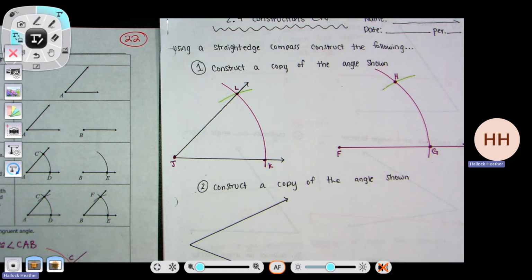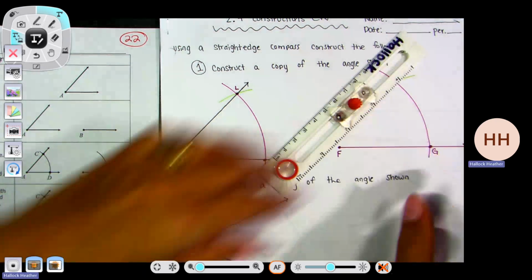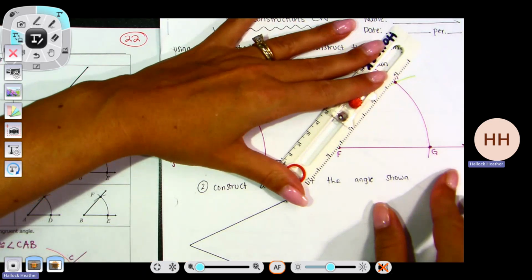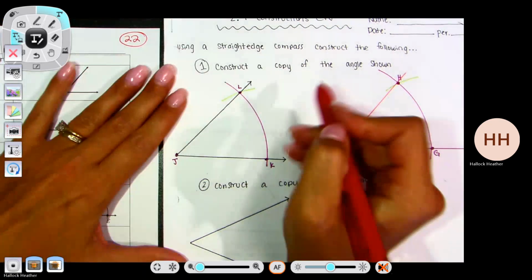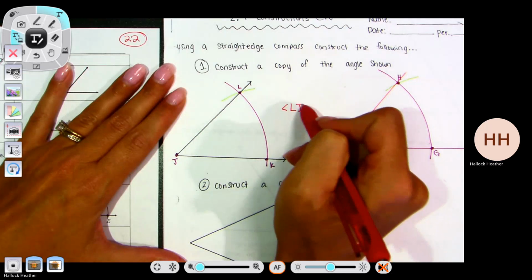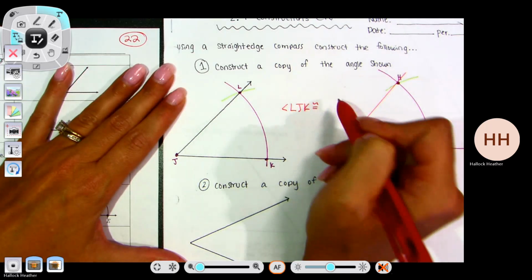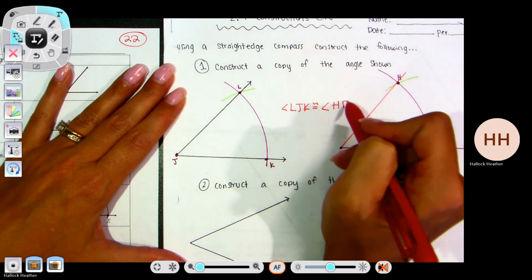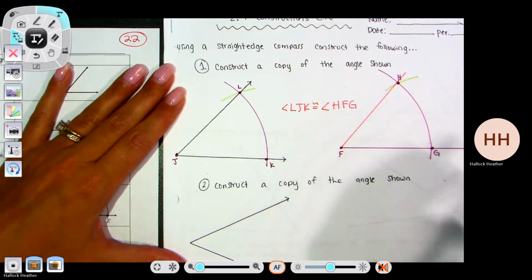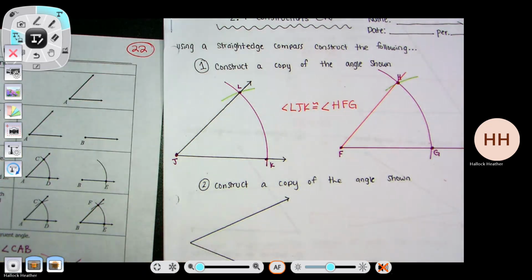Once you're done with one, go to two. Once you're done with two, go to three. So start working through these problems.